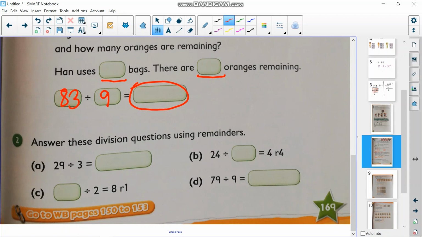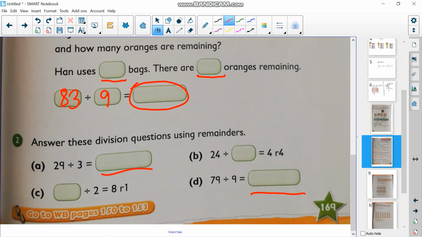Now let's go to question number 2. Answer these division questions using remainders. For letter A and letter D, you'll just have to write your answer inside the box. But for letter B and letter C, the answer is already given.